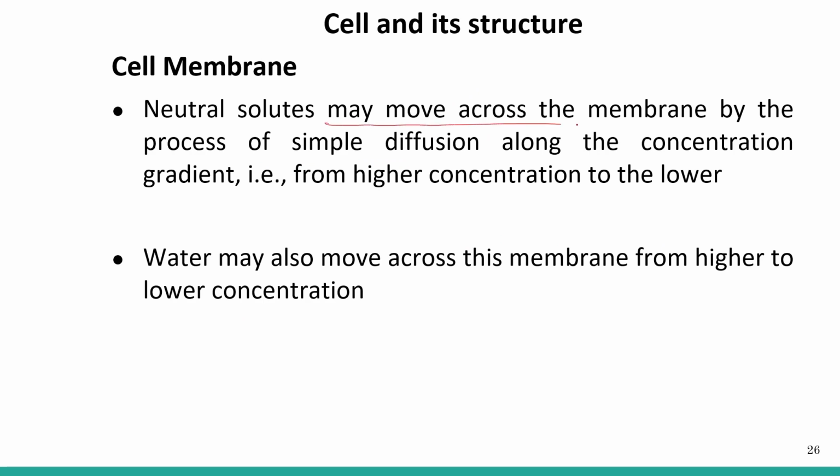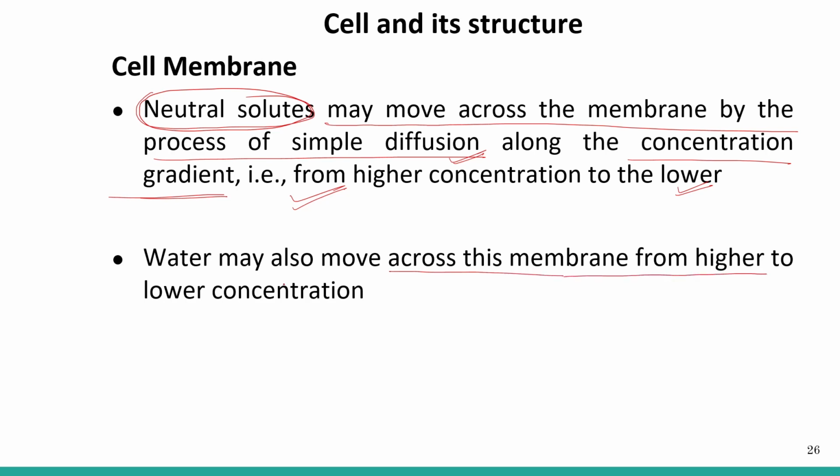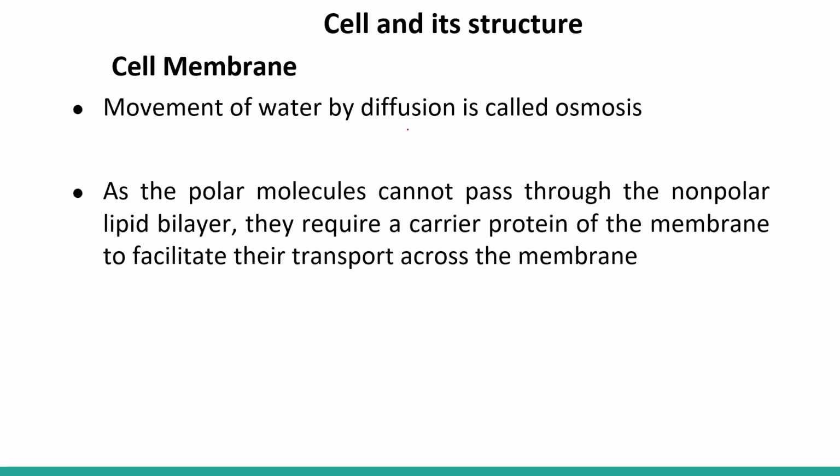Neutral solutes may move across the membrane by the process of simple diffusion, that is from higher concentration to lower concentration, according to the concentration gradient. But that molecule must be neutral, right? Water may also move across this membrane from higher to lower concentration. Movement of water by diffusion is also called osmosis, right? So water moves from high concentration to lower concentration through the semi-permeable membrane.